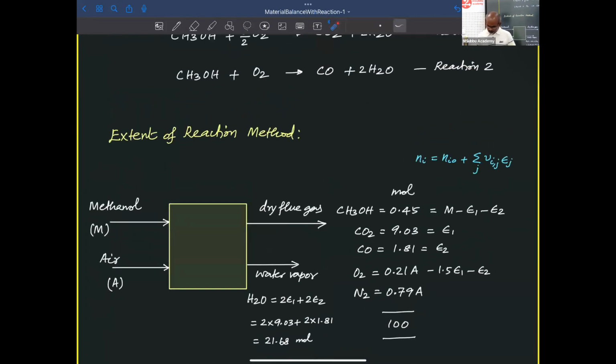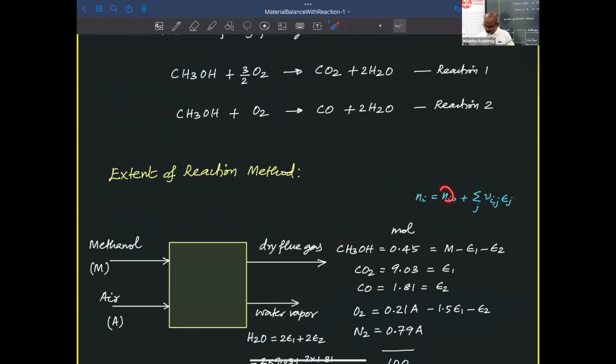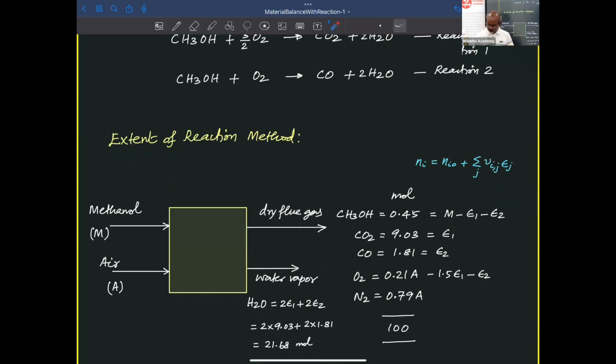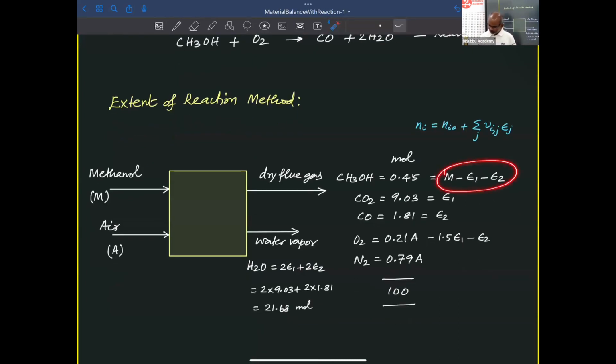Say the methanol in the product, that is N of methanol in the product, equals N methanol present initially minus, it is minus because this nu i is -1 for the first reaction and again -1 for the second reaction, minus of E_j, where E_j refers to the extent of the reaction. So extent of the first reaction and extent of the second reaction. We have this -1 because of -1 here and -1 here. For the reactant we take it as minus; for the product, it is plus. So in this way, we can write methanol in the product as M minus E1 minus E2.